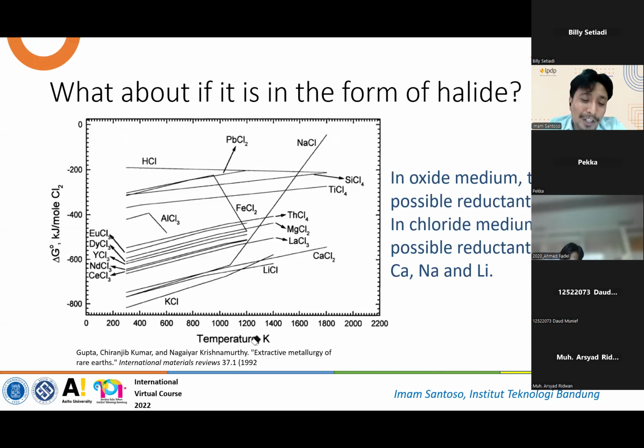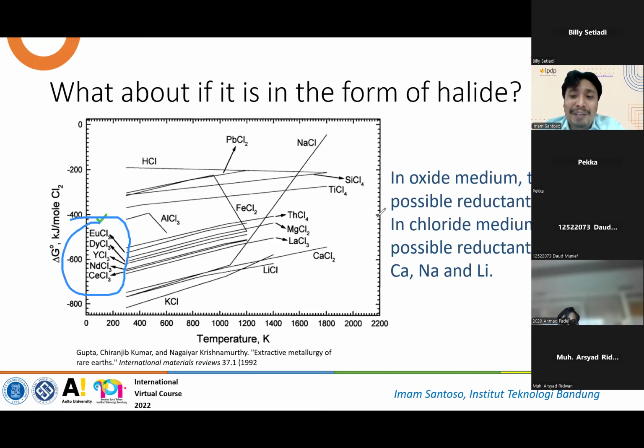How about if it is in the form of chloride? For example, the rare earth in the form of chloride. If it is in the form of oxide, calcium is like the only option as a reductor. But if it is in the form of chloride, what can be a reductor, Daud?